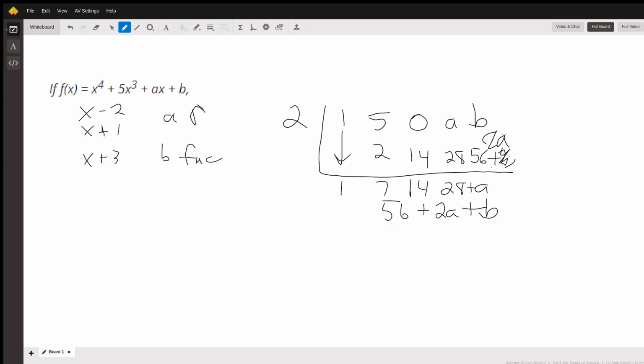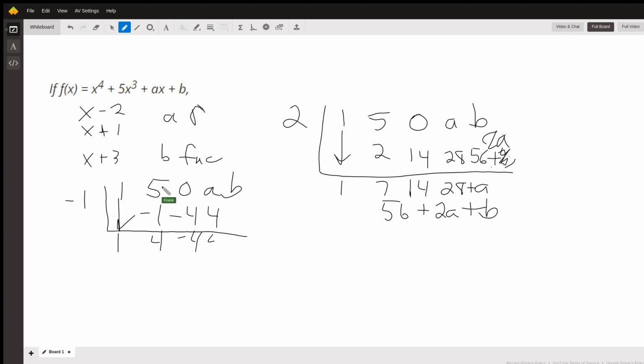Now I'm going to do this synthetic division again with x plus 1 equals 0, so x equals minus 1. So I'm going to put minus 1. And then those same coefficients, 1, 5, 0, a, b. Carry the 1 down. Negative 1 times 1 is negative 1. 5 minus 1 is 4. Negative 1 times 4 is negative 4. Negative 4 plus 0 is negative 4. Negative 1 times negative 4 is 4. 4 plus a is 4 plus a. Negative 1 times 4 plus a is negative 4 minus a. And then I'll add that to b, and that's the remainder.